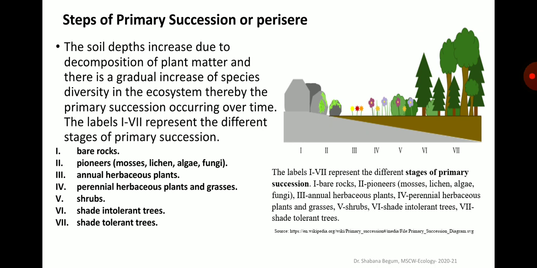The second one, the pioneers, which are in the form of mosses, lichens, algae or fungi. Then there are annual herbaceous plants. The fourth one being perennial herbaceous plants and grasses. Fifth one are the shrubs. Sixth was the shade intolerant trees, and the seventh ones are the shade tolerant trees. So that will become the climax stage.